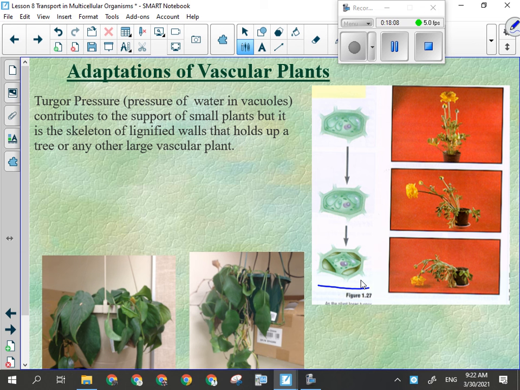It uses it to support the cell's shape. And as osmosis starts to draw that water out, that's when you see that the turgor pressure is not enough to push against the cell wall anymore, and that's when the plant folds over.